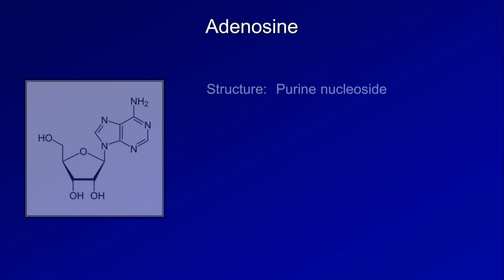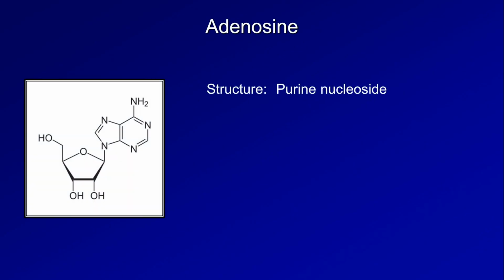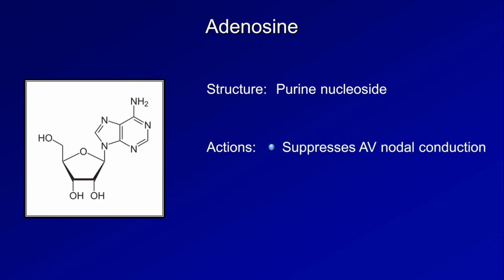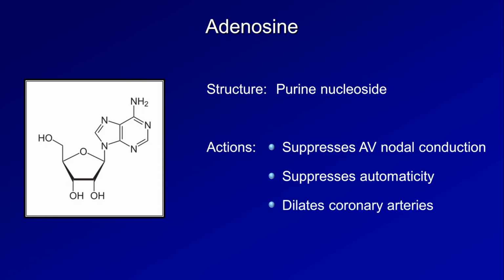The second drug to discuss is adenosine. Adenosine is a purine nucleoside, the same one that's in RNA and ATP. The primary antiarrhythmic action of adenosine is to suppress AV nodal conduction, that is, it induces AV block and does so very dramatically. A less important action is to suppress automaticity, and a non-antiarrhythmic action is the dilation of coronary arteries via smooth muscle relaxation.